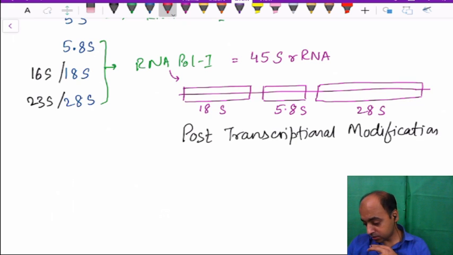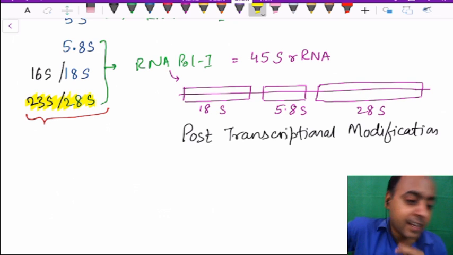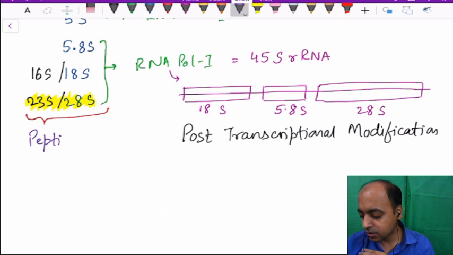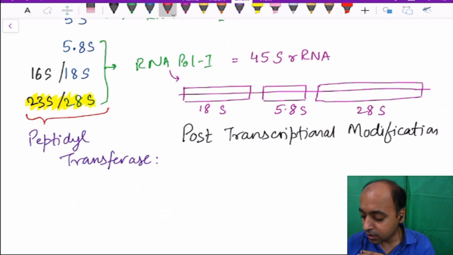Another thing to note is the 23S ribosomal RNA of prokaryotes and the 28S ribosomal RNA of the eukaryotes have a very well-defined catalytic function. And what is that catalytic function? We previously mentioned they function as peptidyl transferase, meaning they are a type of ribozyme. Remember, we had said RNA with catalytic activity is known as ribozyme.